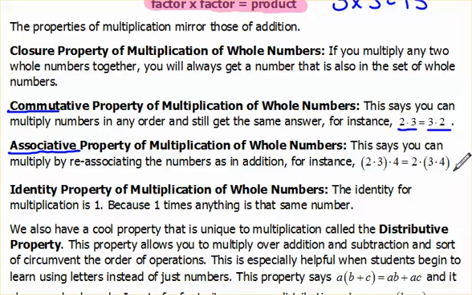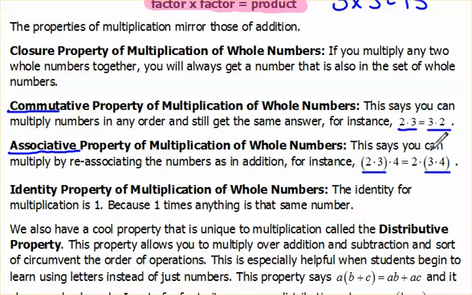Now, the associative property is reassociating items. So it's not the order that changes, it's just what you are doing first. You're using parentheses to say, well, let's multiply 2 times 3 first, and then multiply that answer by 4. Or we could multiply 3 times 4 first, and then multiply that answer by 2, and we will get the same answer.